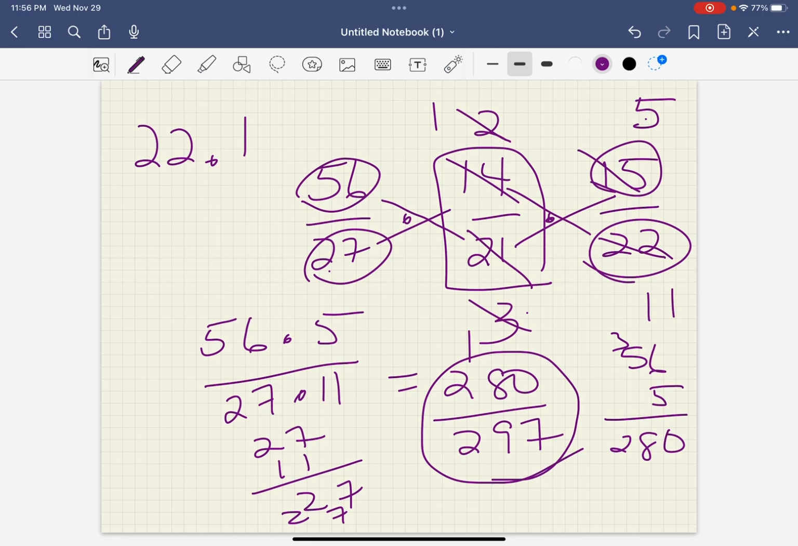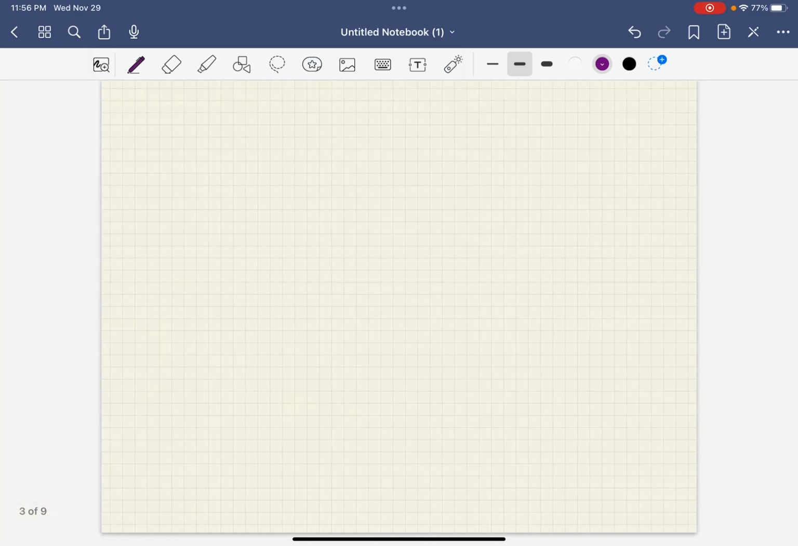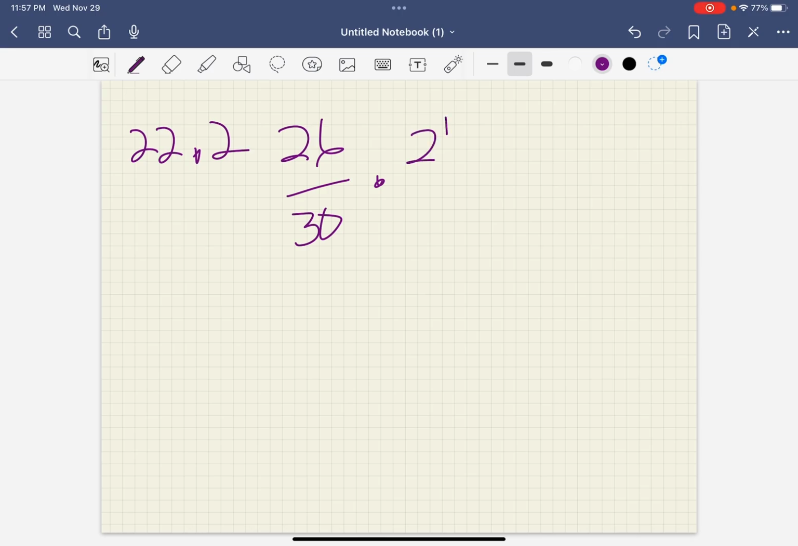Okay, so we could multiply as many as they wanted. If they wanted to put 4, we could do that also. But in the next one, we have 2 that are multiplied and 1 that is divided. So we have 26 over 30 times 21 over 39, and then that's divided by 4 over 15.